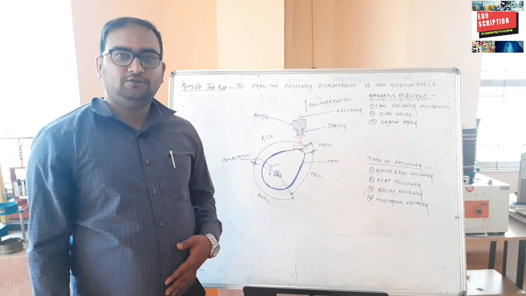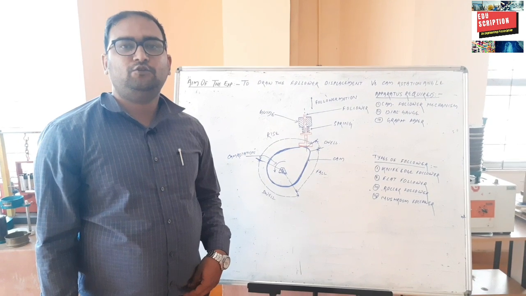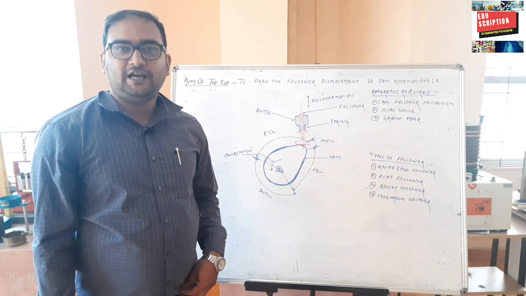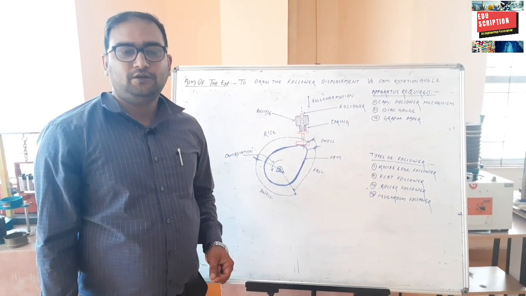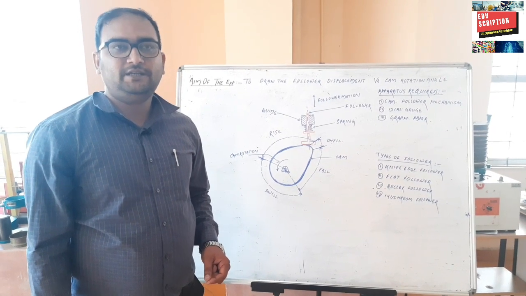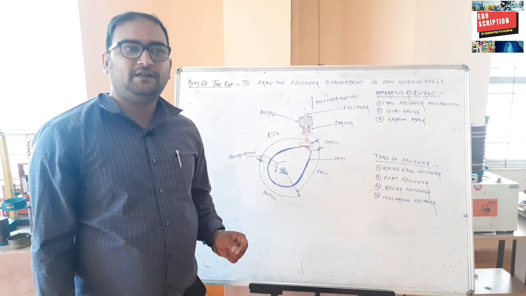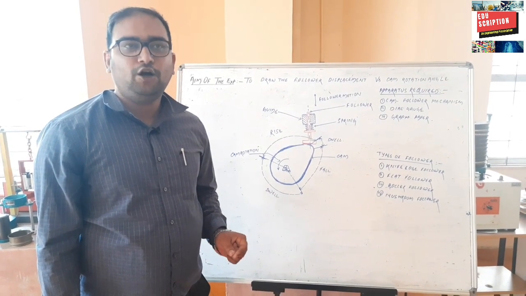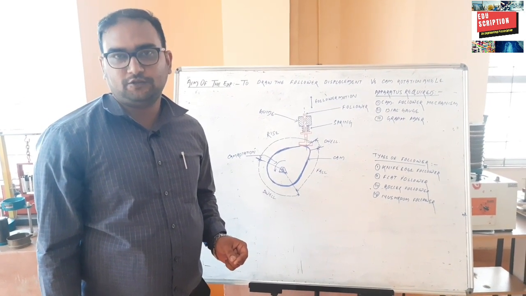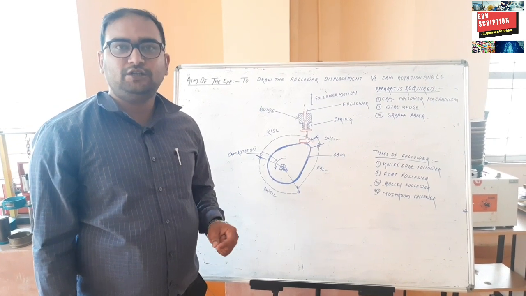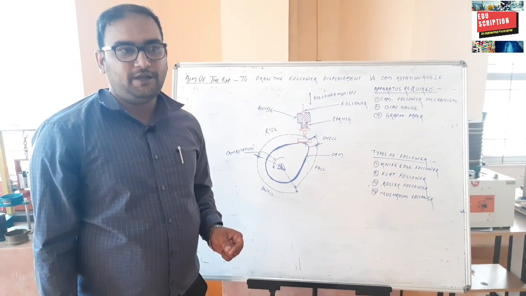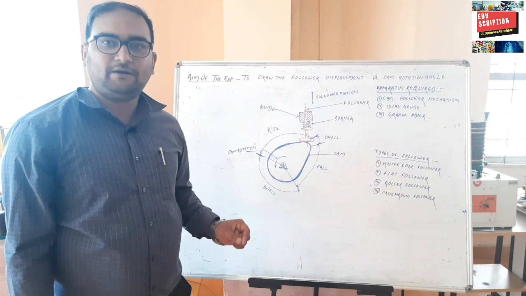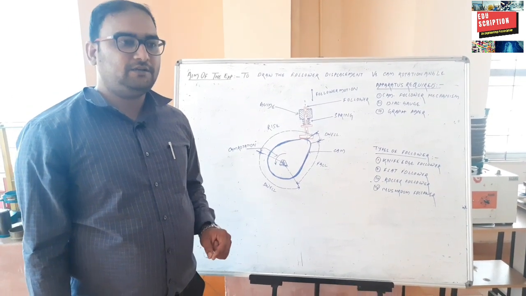Coming to the conclusion part, the motion of the follower may vary as per the different shape of the cam. Here we can see the cam may have a number of dwell periods, or it may have zero dwell periods also, but as per the required motion the shape of the cam may vary. Now, that is all about this experiment.